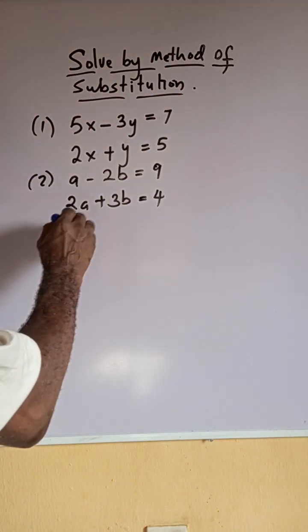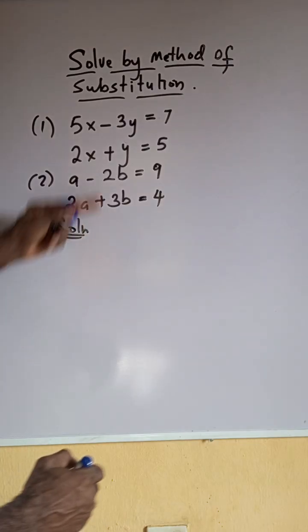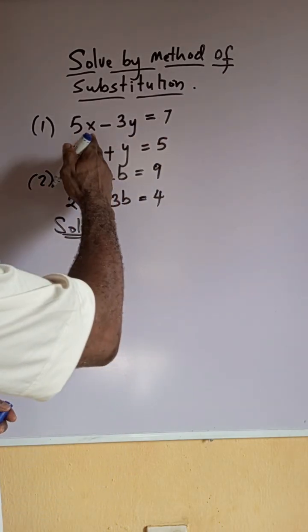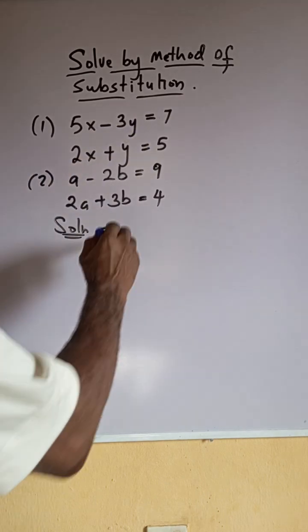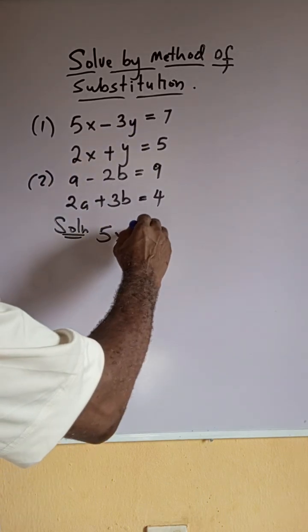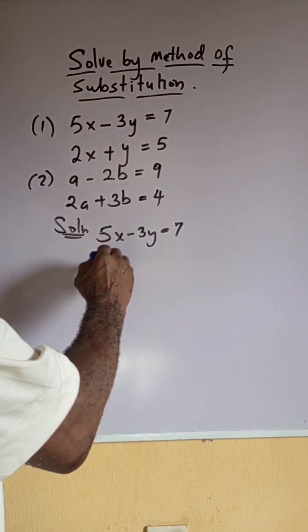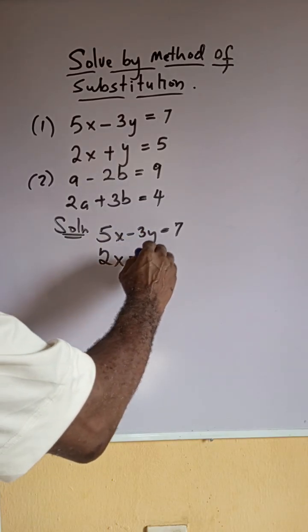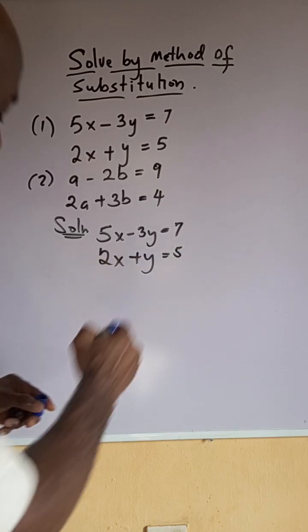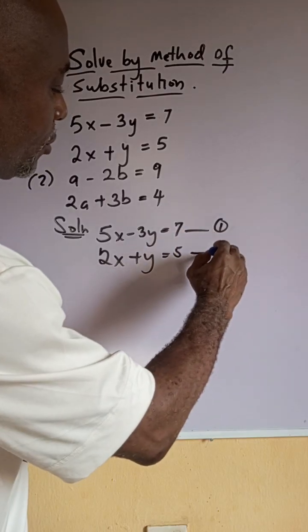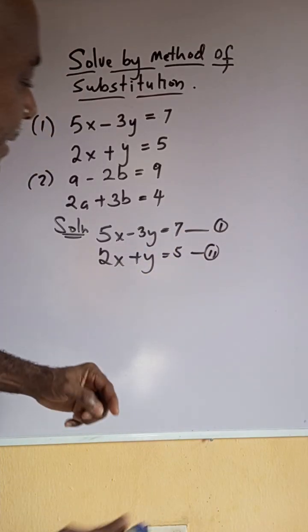Solution. We are told to solve, or find the values of x and y here. 5x minus 3y is equal to 7, and 2x plus y is equal to 5. We can call this equation 1, and this one equation 2.